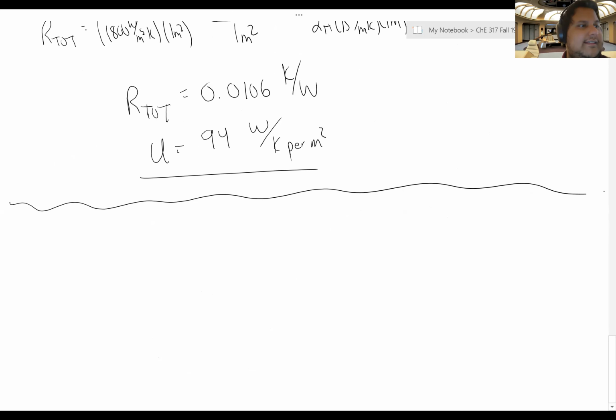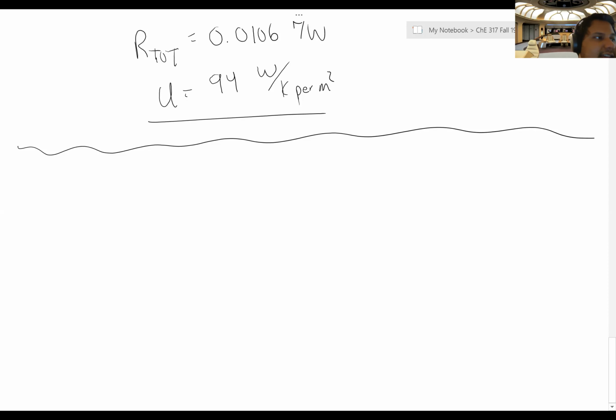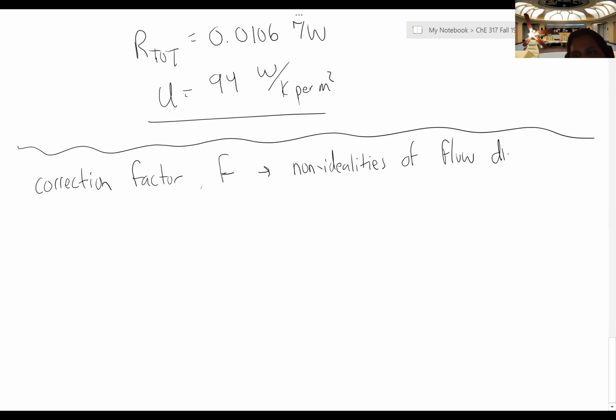All right, so the next thing I want to talk about in our design expression is our correction factor, F. And the purpose of F is to correct for non-idealities of flow direction within a heat exchanger.